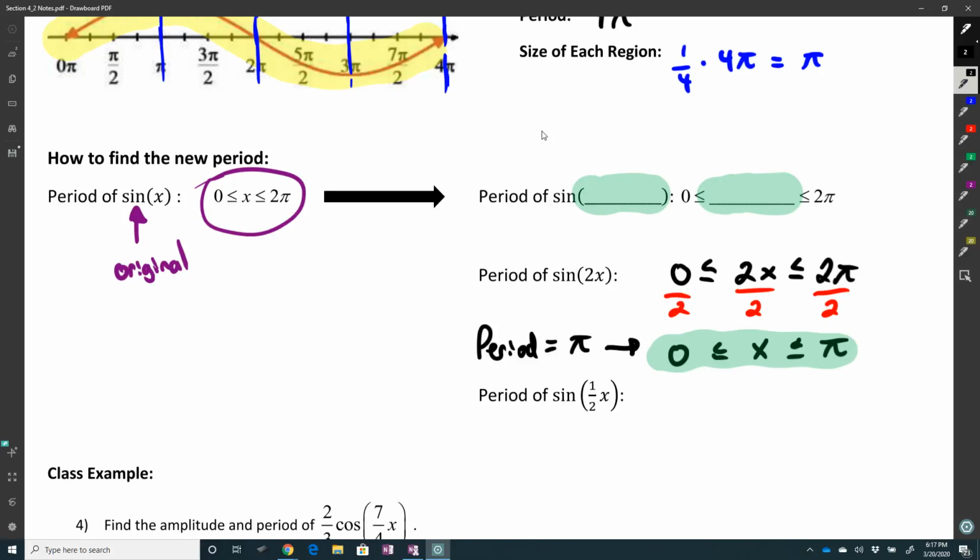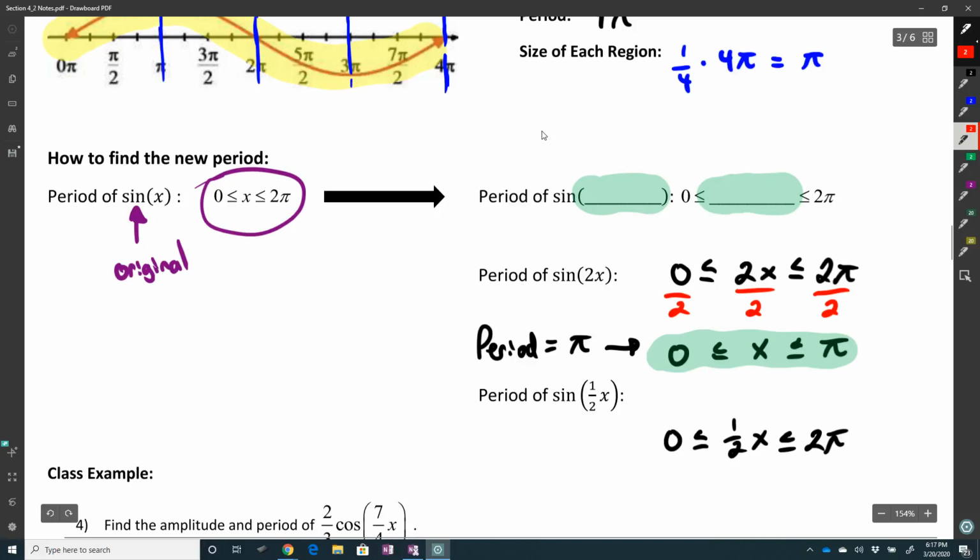Anyway, so the period of sine of 1/2 x is just 0 less than or equal to 1/2 x less than or equal to 2 pi. And here we would multiply by 2. So you would say times 2, times 2, times 2. And if you do that, you get 0 is less than or equal to x is less than or equal to 4 pi.